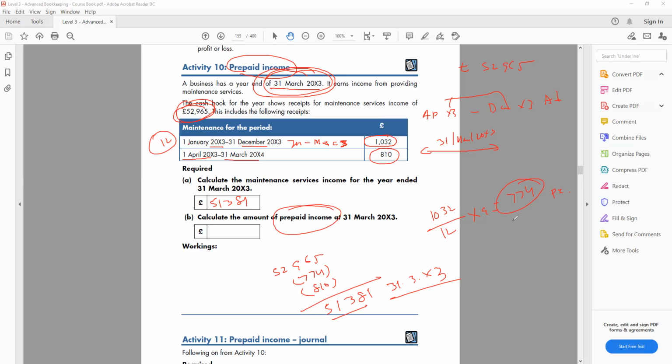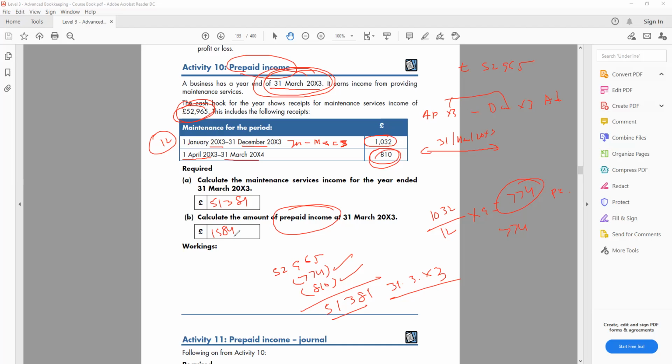And calculate the prepaid income. How much is the prepaid? So we have 774, and we have 810, isn't it? So 774 plus 810 is 1,584. That's my prepayment. The prepayment means I didn't give the services yet. I didn't provide the services, but I already took the money in advance. So this income is not relevant to my current year. So I'm not going to pay tax on this income for this year. I'm going to pay tax next year. I'm going to show this as my income next year because that's my prepayment.